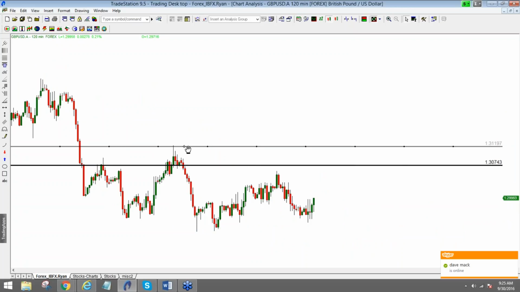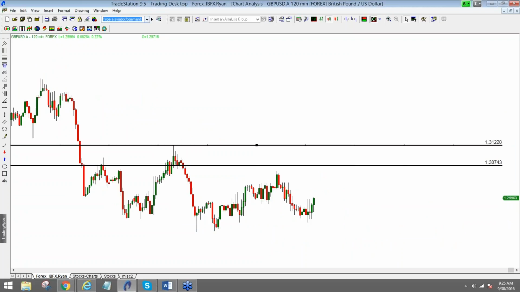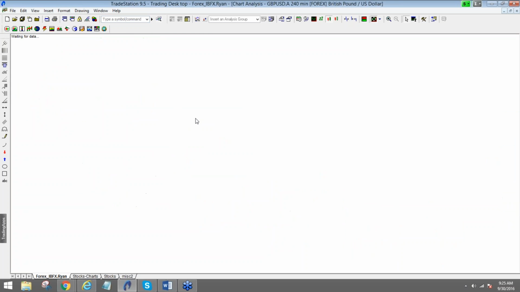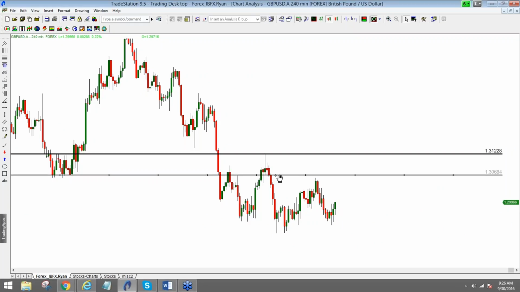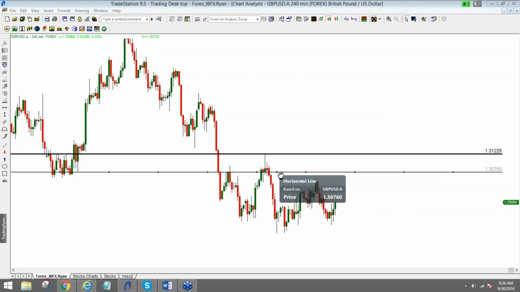This is a 2-hour chart. Let me go to a 240 and we'll see if there's something else in here. This might turn out to be something nice. Let's see. Let's use that. This isn't a bad looking trade.